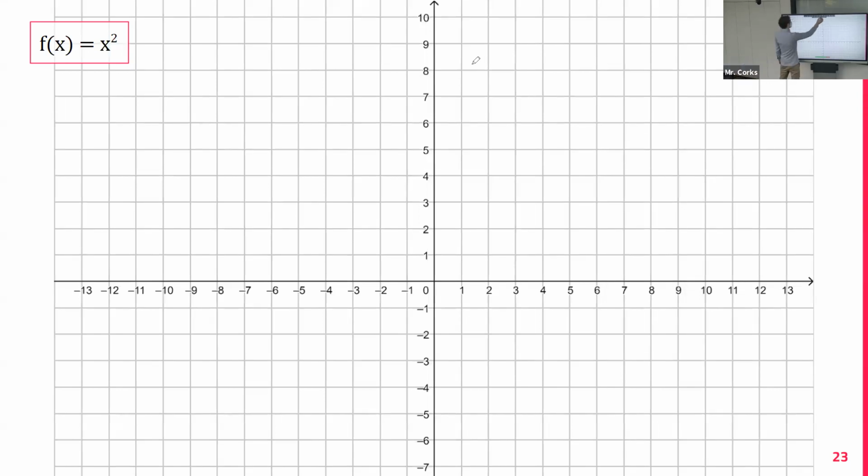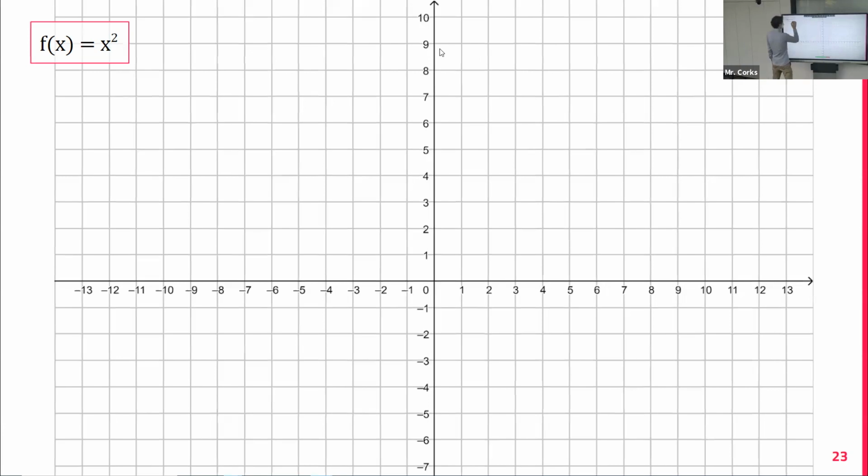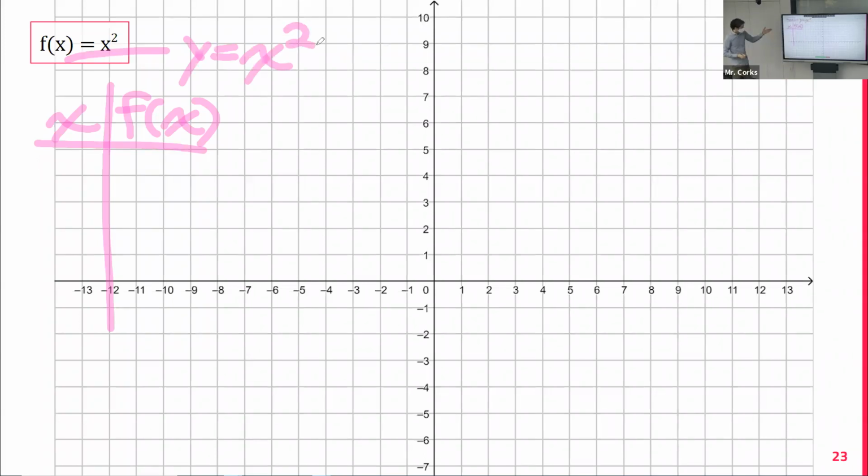Okay, so let's pretend we have no idea what this thing looks like. How can we draw this? Table of values. If we don't know what it looks like, we can't just draw the shape. We have to figure it out. So x and f of x, which is the exact same thing as just saying y equals x squared. Okay, so table of values, let's say -2, -1, 0, 1, 2.